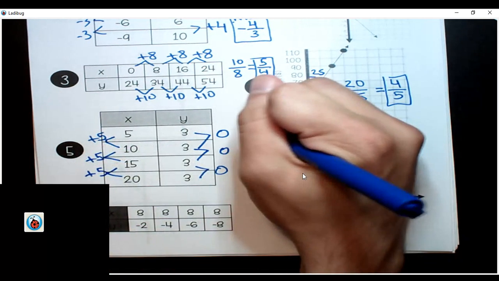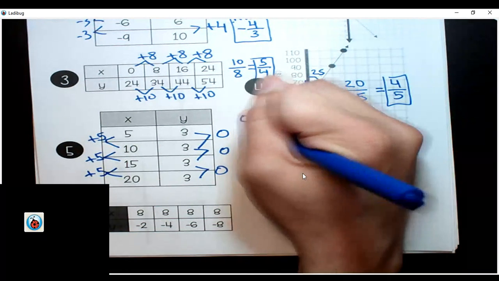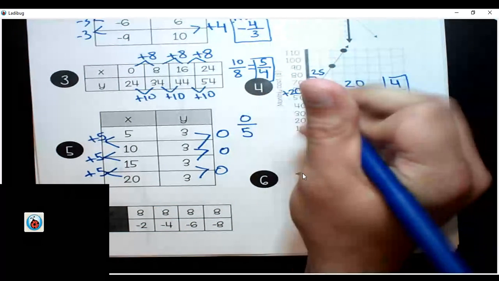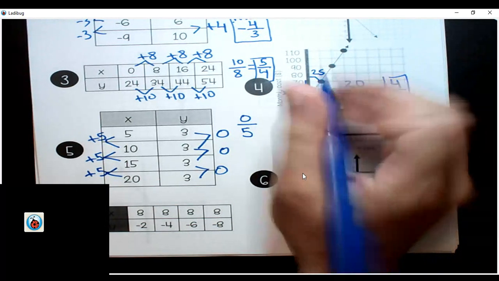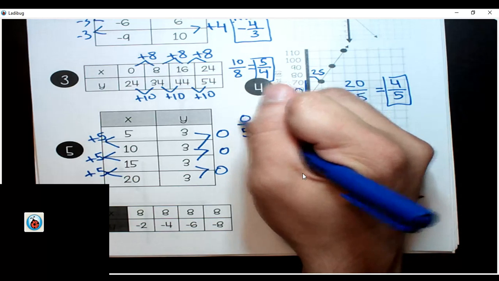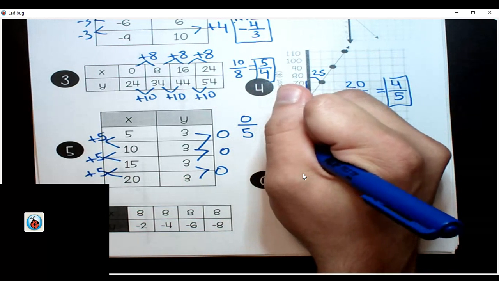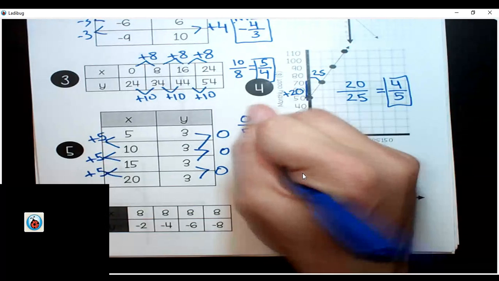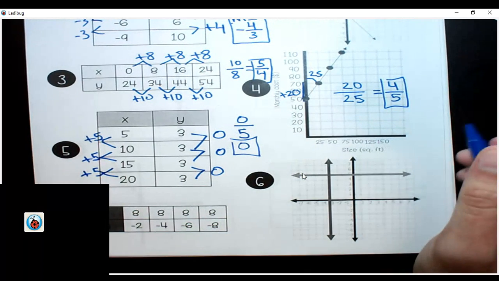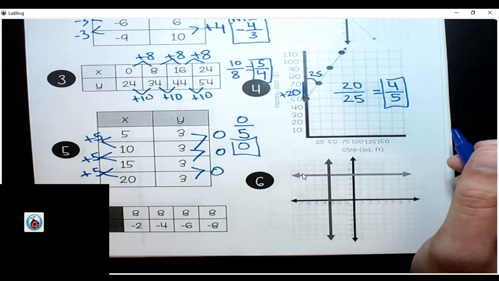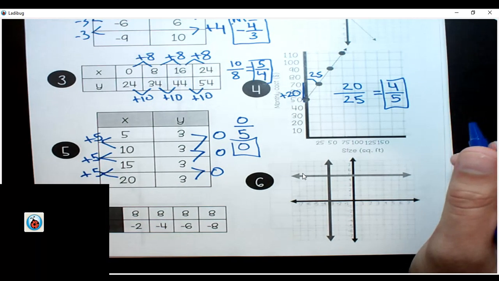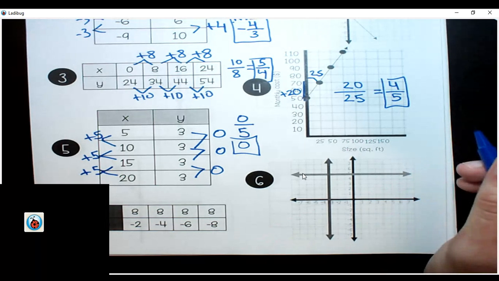So delta y over delta x is going to be 0 over 5. So 0 over 5, which comes out to 0. So whenever you have 0, your slope is just 0. And that means your line is horizontal. So you have a horizontal line when you have a slope of 0. We'll get into more of that in just a second.